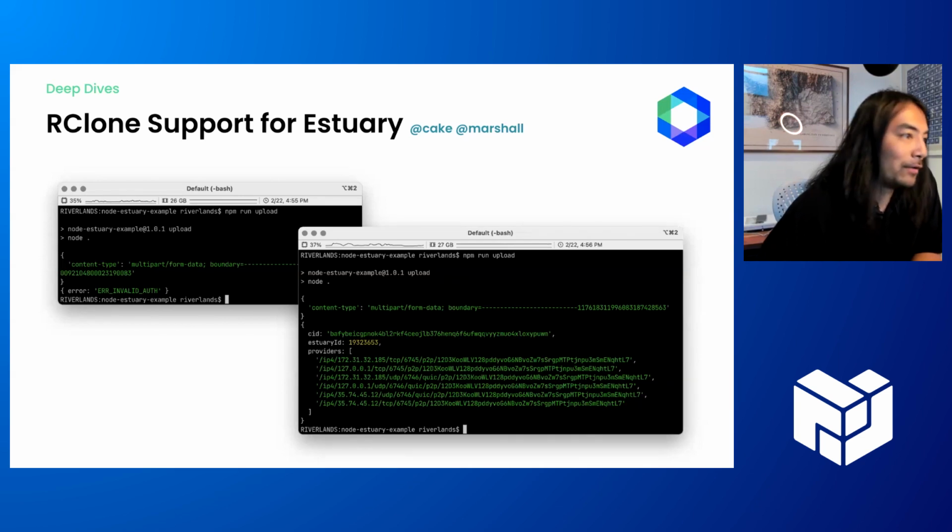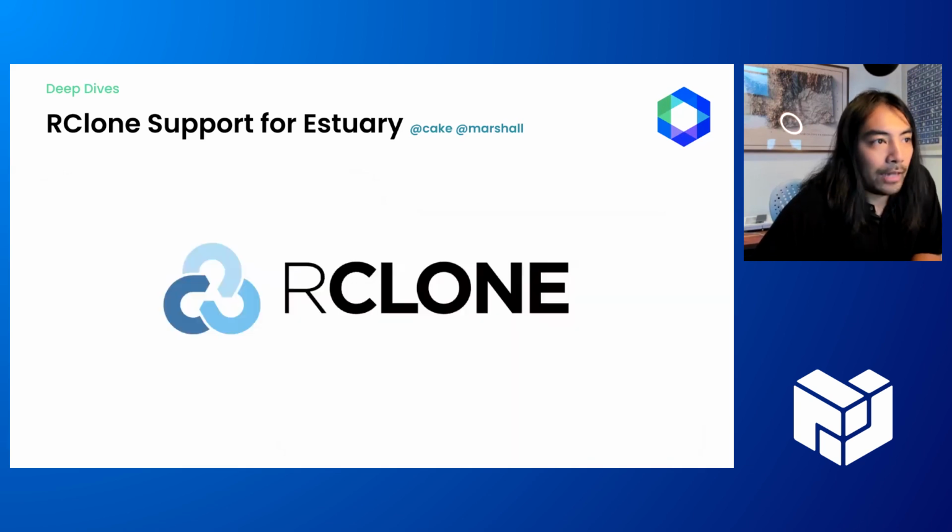What you'll see is results. If you use the wrong API key, you won't upload anything. You won't get any response. It'll say error, invalid auth. But if you use an API key that's valid, you'll see the CID, the local Estuary ID, which is our own index, and then the providers that have it. So it's as IPFS as it gets. From here, Marshall will take over and show you how Rclone makes a huge difference.